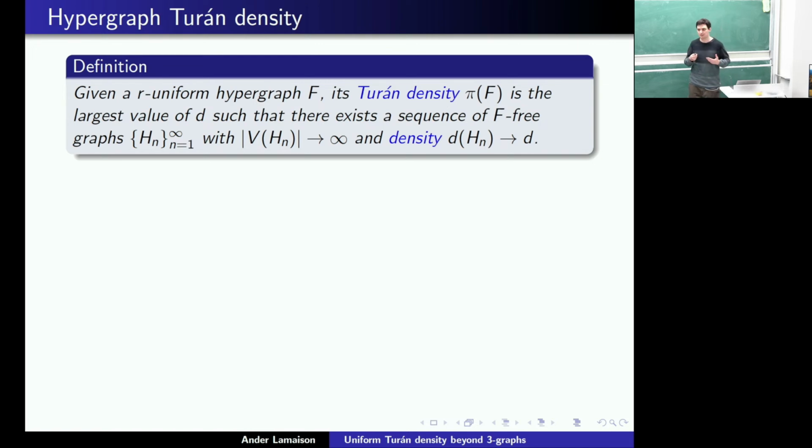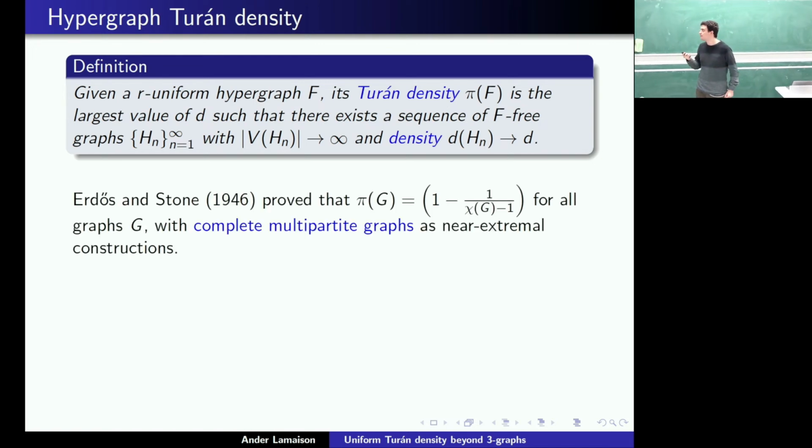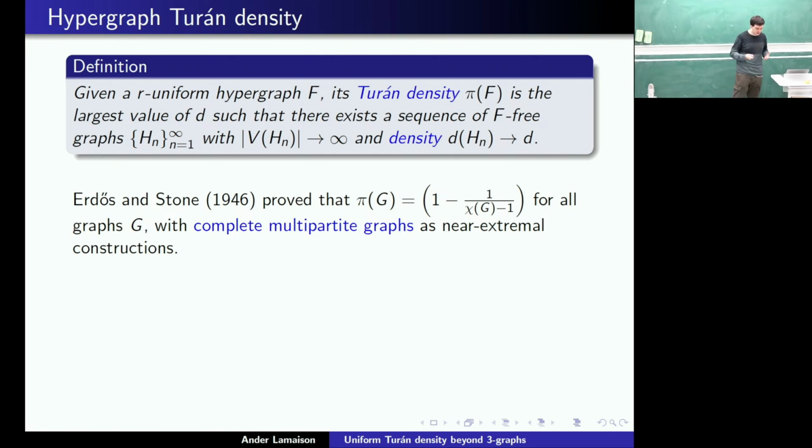For graphs, this parameter has been well known for almost 80 years. A consequence of the Erdős theorem is that the Turán density of any graph depends only on the chromatic number. And to get an asymptotically optimal construction, what you take is the complete multipartite graph, which has chromatic number 1 less than the chromatic number of G. So for graphs, there's no more mystery. We already know everything that there is to know.